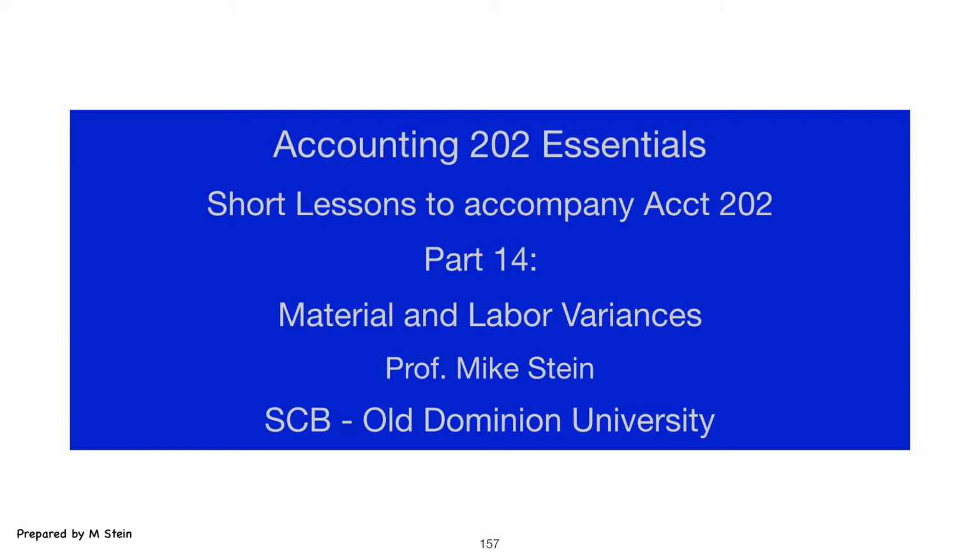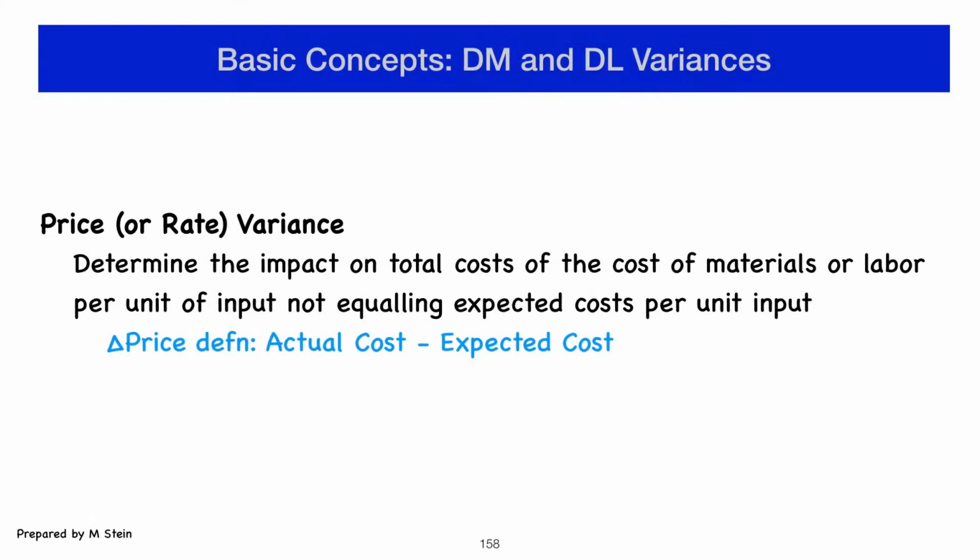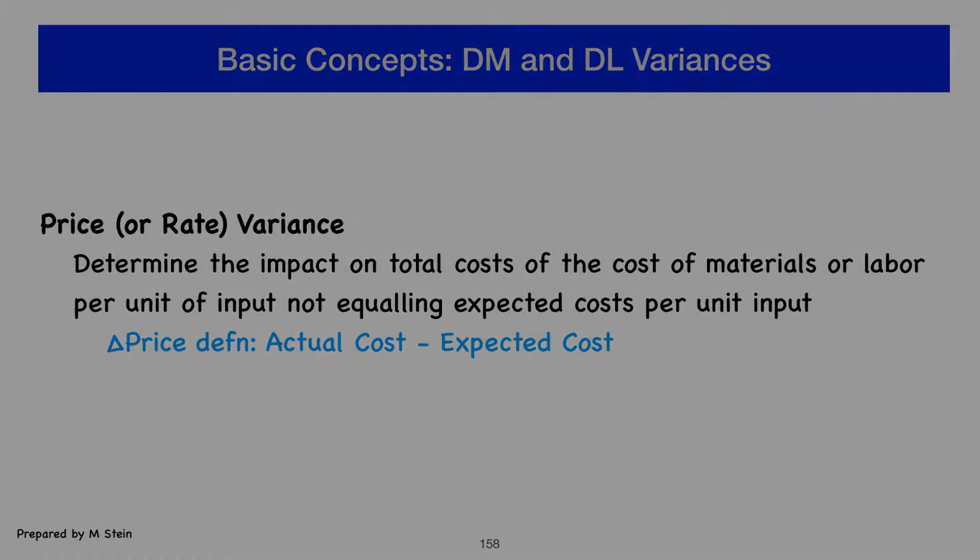In this screencast, I'm going to take an introductory look at material and labor variances. The price or rate variance is designed to determine the impact on total costs of the unit price in either materials or labor compared to the expected price per unit for materials or labor. The delta price then is the actual cost per unit minus the expected cost per unit, but this is not the same as the price variance.